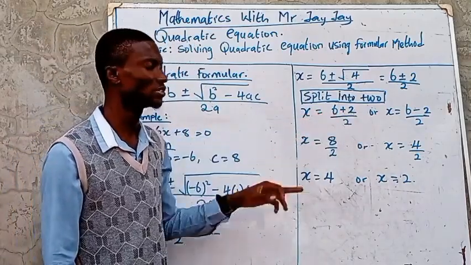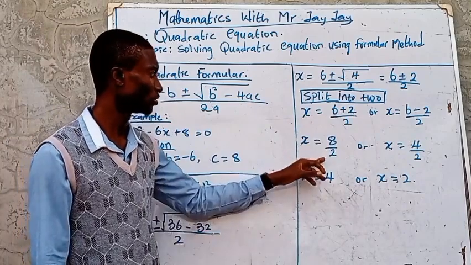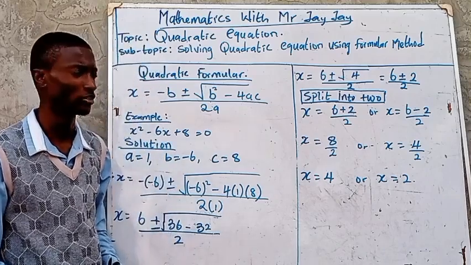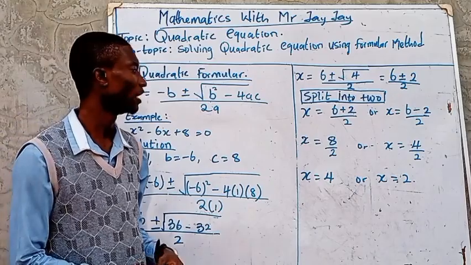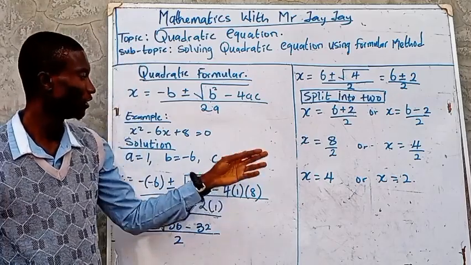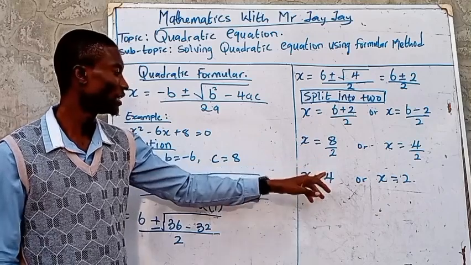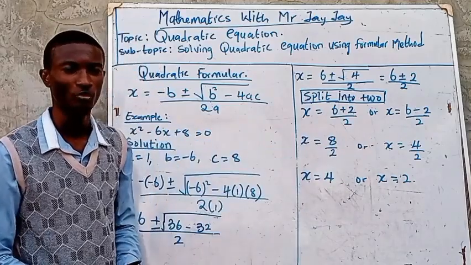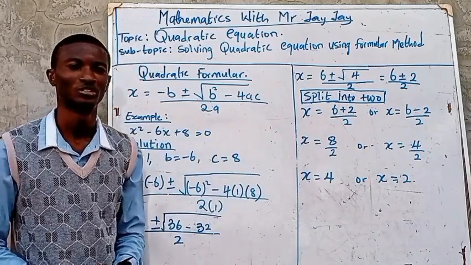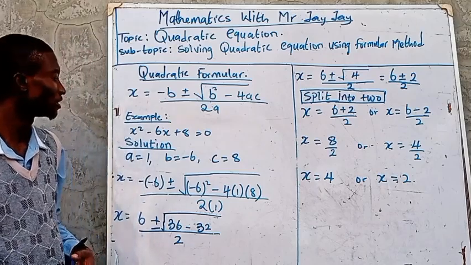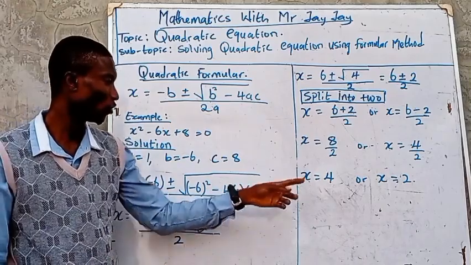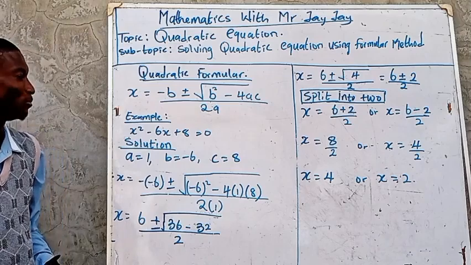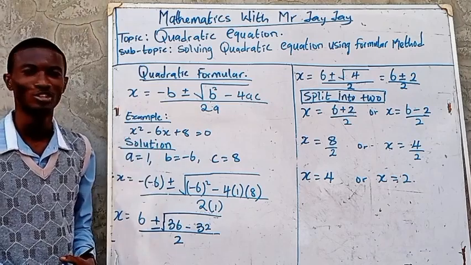So 6 plus 2 gives us 8 all over 2, and on the other hand we have 6 minus 2 all over 2. 6 minus 2 gives us what? 4. And you know that 8 divided by 2 will give us 4, and 4 divided by 2 will give us 2. So our value for x is equal to 4, or x is equal to 2. So we have come to the solution to this particular question.